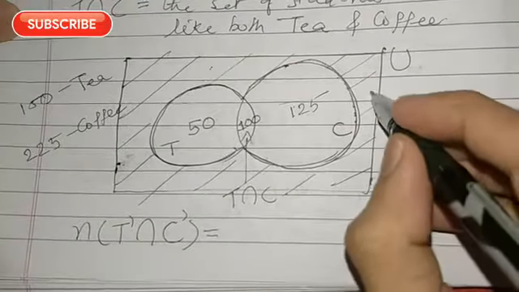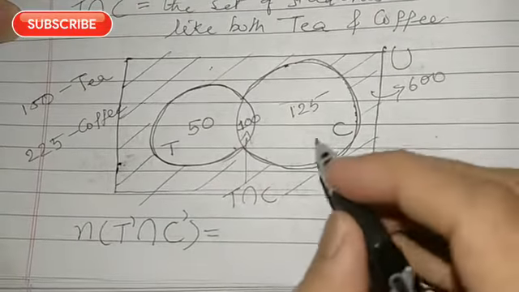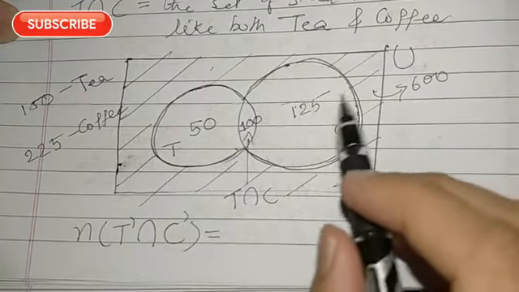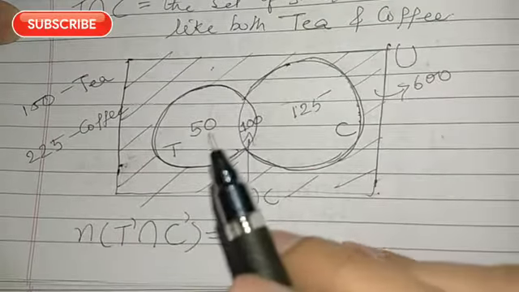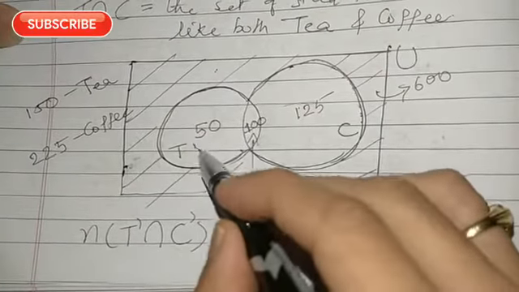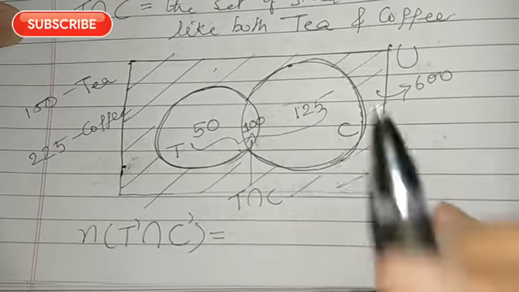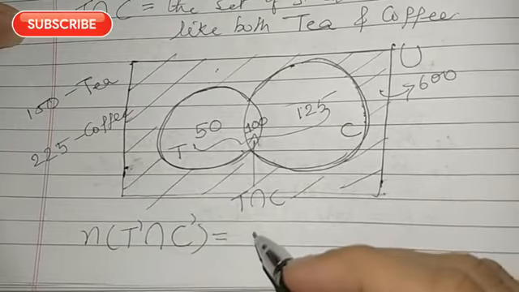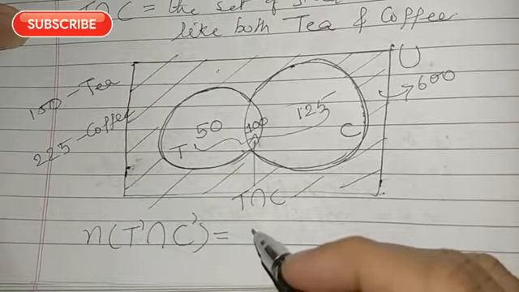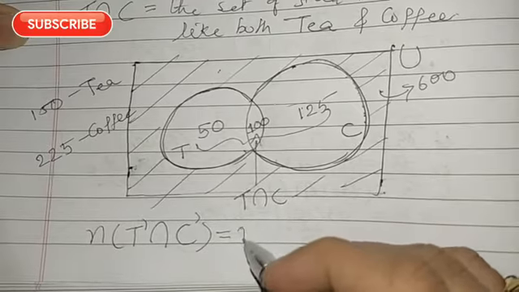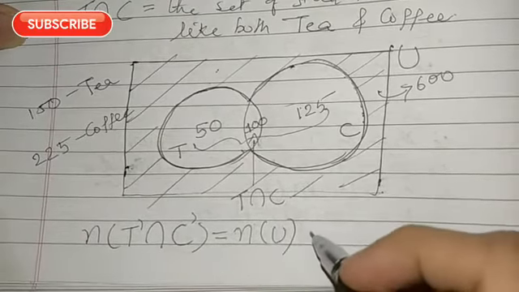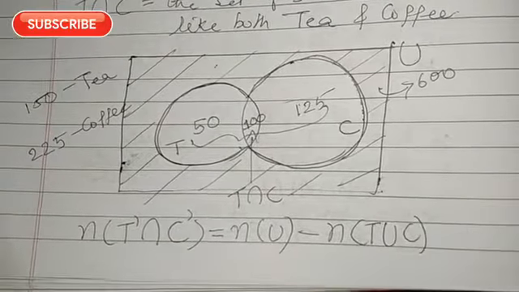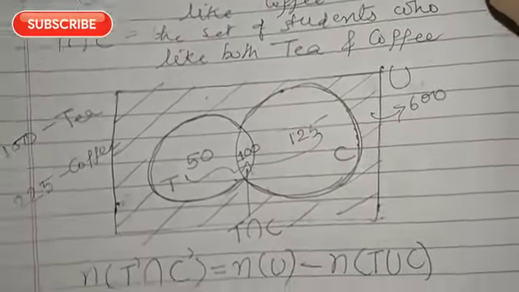See this. Total students are given to be 600, the whole school. This many like tea or coffee. So if you subtract all these from the 600, you will get your answer, the students who like neither tea nor coffee. So that is the number of students in the universal set minus the number of students in the set T union C.